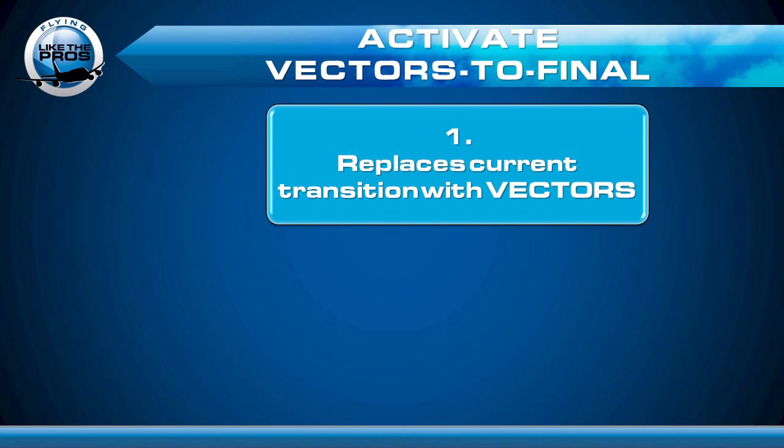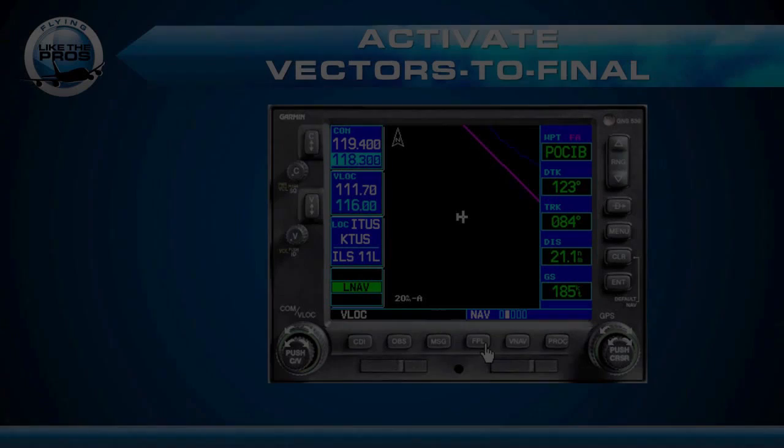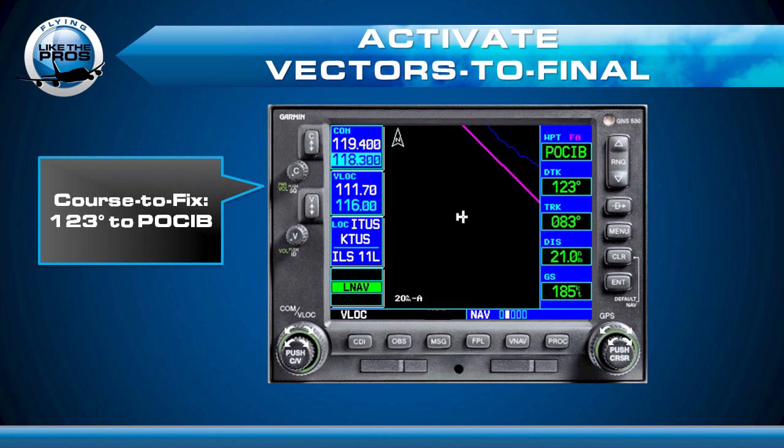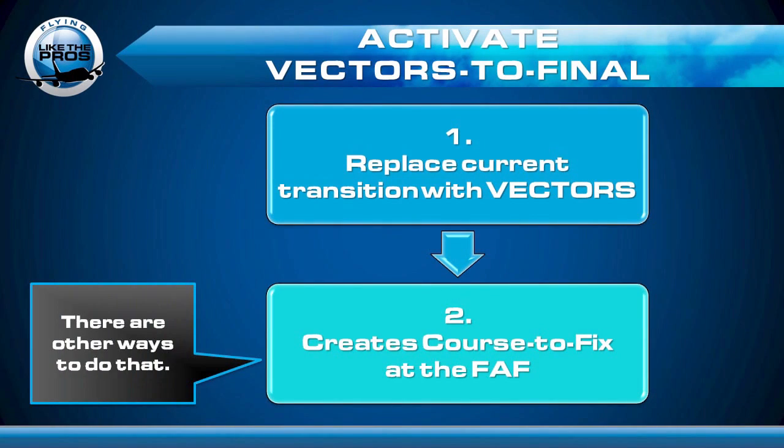The second thing it does is it actually creates the course to fix at the final approach fix, and that's that beautiful magenta line that you see on the moving map that shows us we're on a desired track of 123 to POSIB. Right? That's what most people think of when they activate vectors to final. It turns out that we can create that course to fix other ways. We have a bunch of other ways that we can do that. We don't need to use the activate vectors to final command to accomplish that.